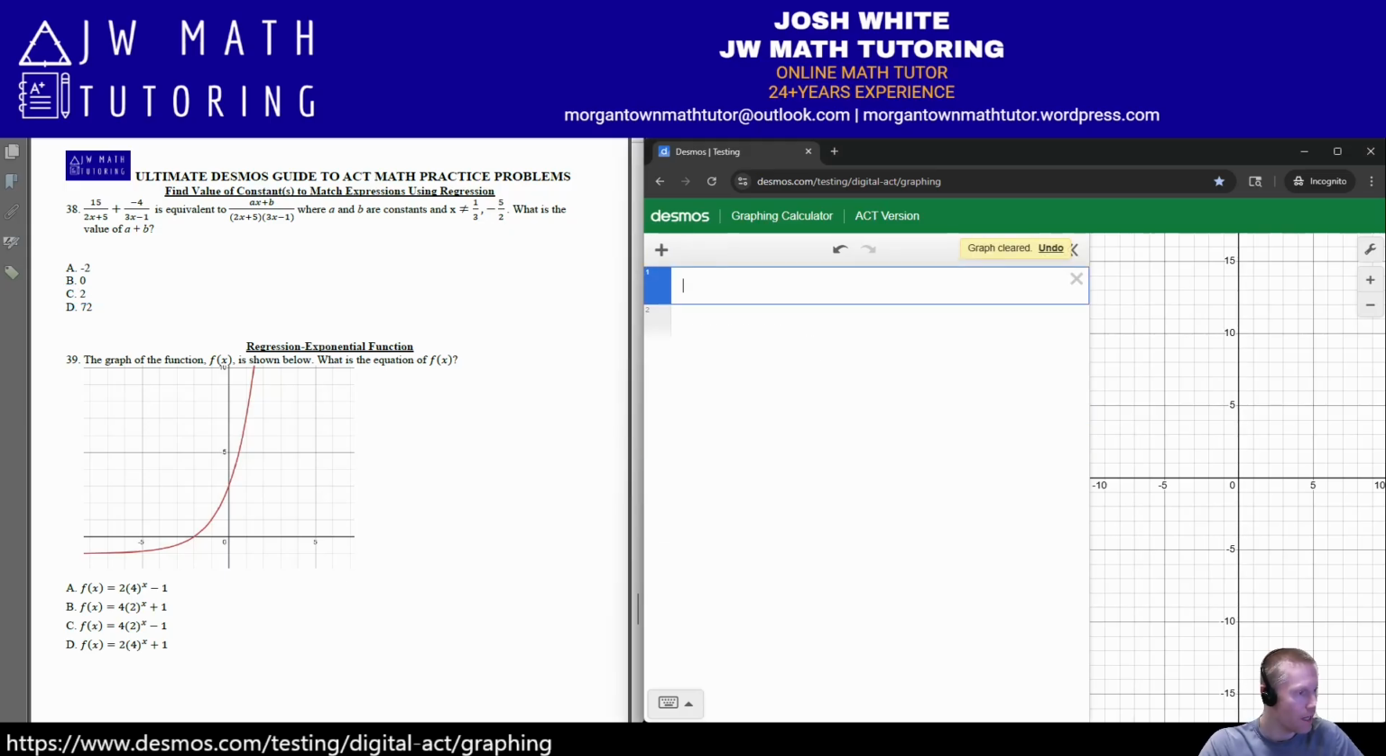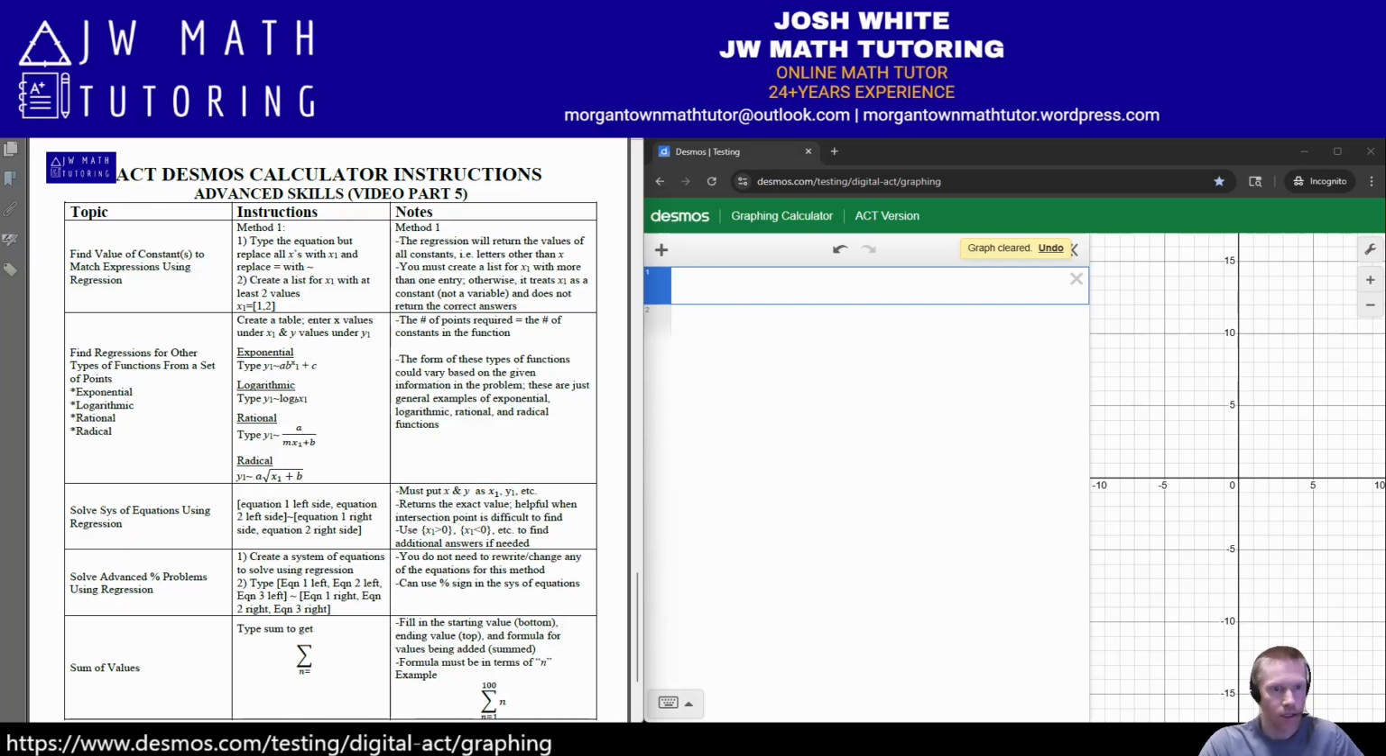All right, so now let's go back to the guide. Let's talk about regression for other types of functions besides linear functions. Previously in the guide, we looked at linear regression, which is basically if you have 2 points on a line, it finds the equation, it finds the slope and the y-intercept, or if you have a point and a slope, linear regression will find basically the b value, the y-intercept value of that line.